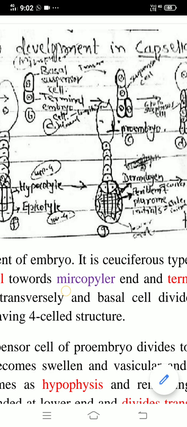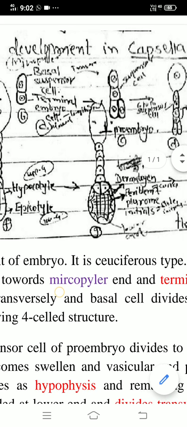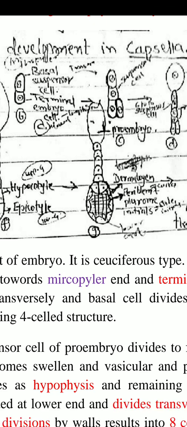so as to form two cells at the terminal, placed perpendicular to the basal cell. So it looks like a T-shaped structure in this C diagram. This T-shaped structure is called a proembryo, and this proembryo then later undergoes division and forms the embryo.